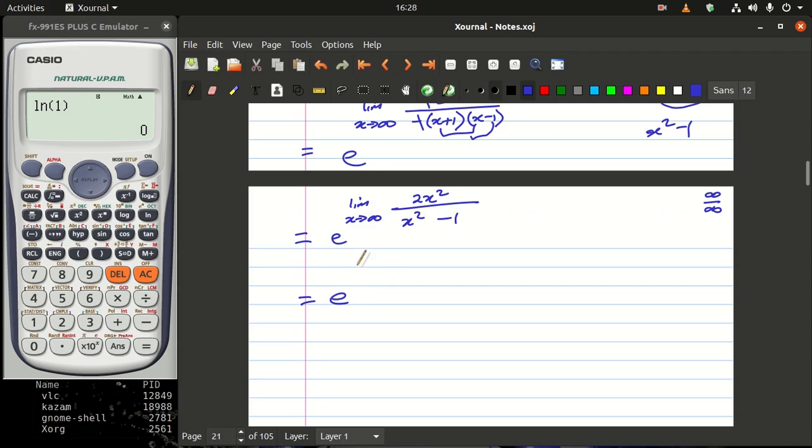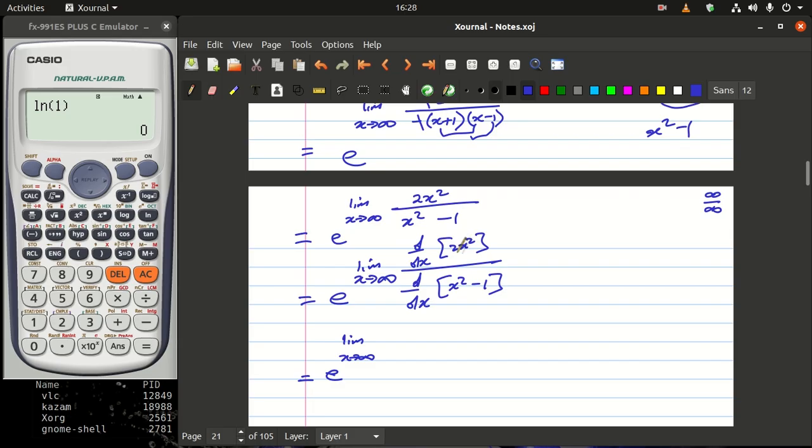So we'll end up having e raised to the limit as x approaches infinity of the derivative with respect to x of 2x squared, and then all over the derivative with respect to x of x squared minus a 1. And then if you're looking into this, this is supposed to be e, and then we still have the limit there, a nice limit as x approaches infinity. And then the derivative of 2x squared, we know that we're going to bring this 2 down and multiply it by this 2, so we end up having 2 times 2, which is 4x, and then x squared is going to be 2x, and then 1 minus 1 is going to be just a 0, so we have 2x there.